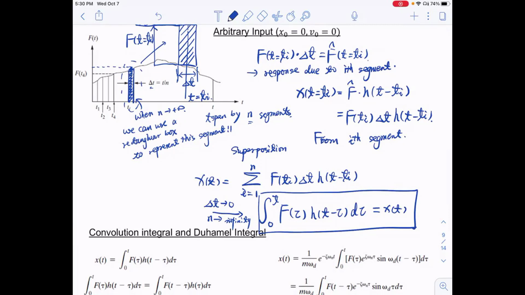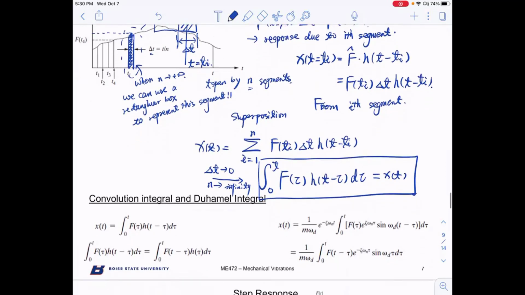So when you have the arbitrary force excitation, you can use this so-called convolution integral to calculate your x(t). Eventually there are two forms. You can either add the time delay in your h function, or you can add the time delay in your force function. They're equivalent.